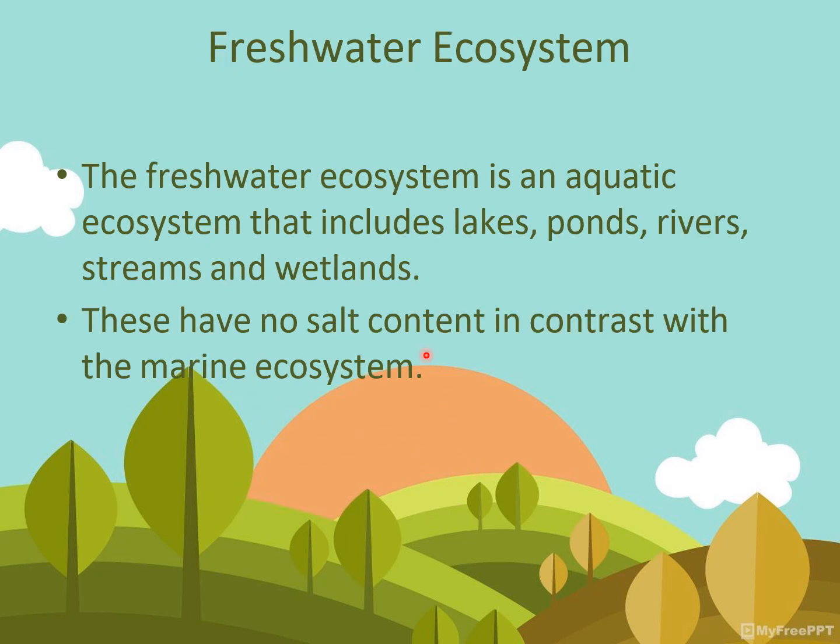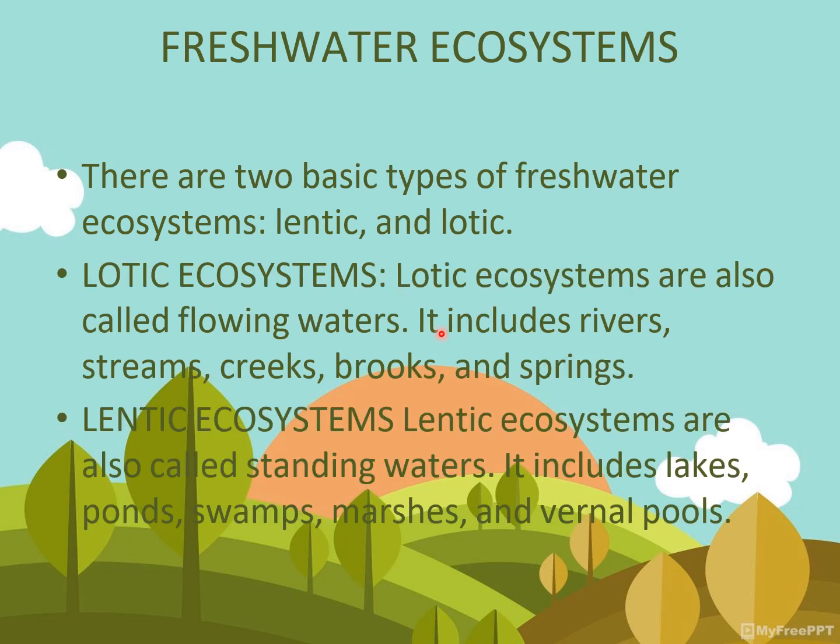So if I say freshwater ecosystem, it is an aquatic ecosystem. It includes lakes, ponds, rivers, streams, and wetlands. These have no salt content, in contrast with the marine. So that is why they are termed fresh: without salt, no salt content.